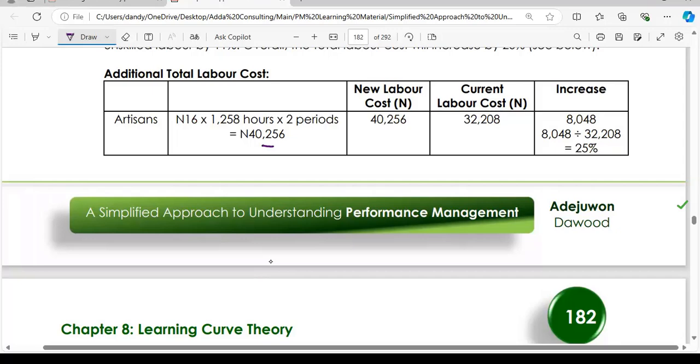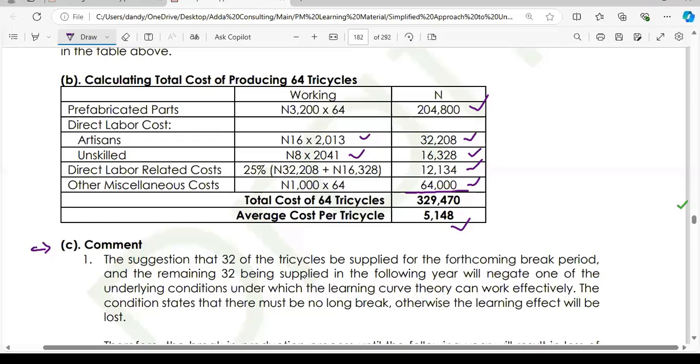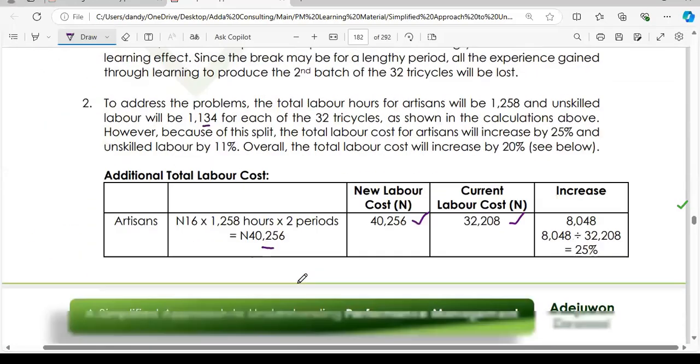So if there is a break, if you produce 32 tricycle this year, and the remaining 32 tricycle is being produced in the following year, the total labor cost the company will incur is 40,256. However, if the company decides to produce the entire 64 tricycle now, the total labor cost that will be incurred is 32,208. How do we arrive at 32,208? We've done it before. This is the 32,208.